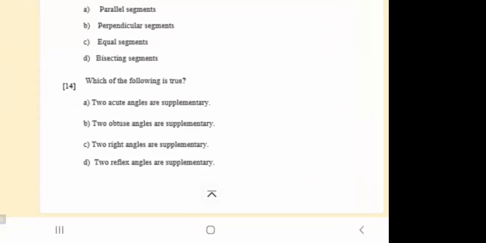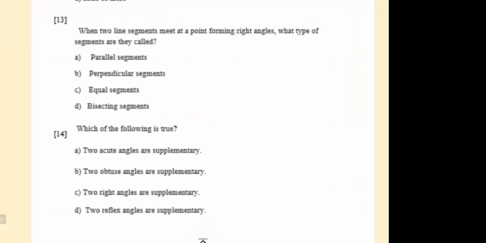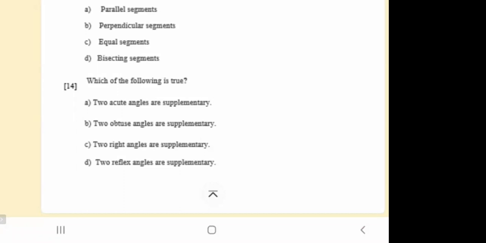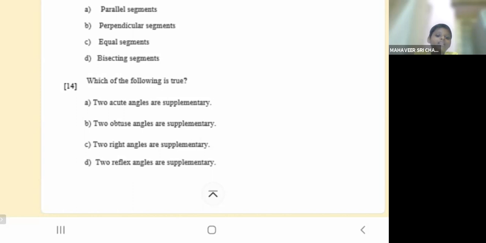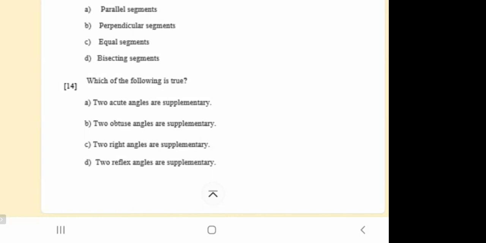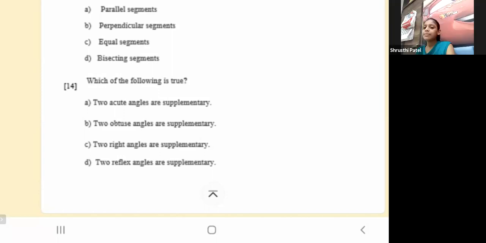Next, Nana. Ma'am, option A. Ma'am, both are option C. Two acute angles are supplementary. Ma'am, two acute angles can never be supplementary. Both are correct. Yes, ma'am, A. Next, ma'am, C is also correct. One minute, Nana. Two acute angles are supplementary.